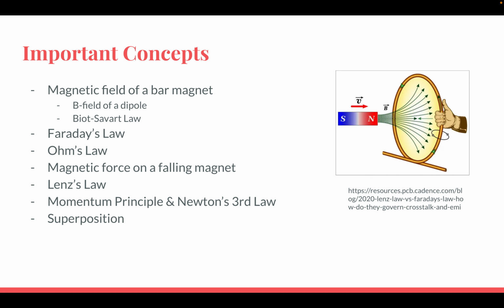So some important concepts. First, magnetic field of a bar magnet. We're going to be looking at the B field of a dipole as well as the Biot-Savart law and its applications. Another really important concept that we'll be seeing in this lab is Faraday's law, as well as some applications of Ohm's law, the magnetic force on a falling magnet. This is going to help us derive some of our values and help us with our calculations. Lenz's law, the momentum principle, and Newton's third law, as well as Newton's second law, and superposition.